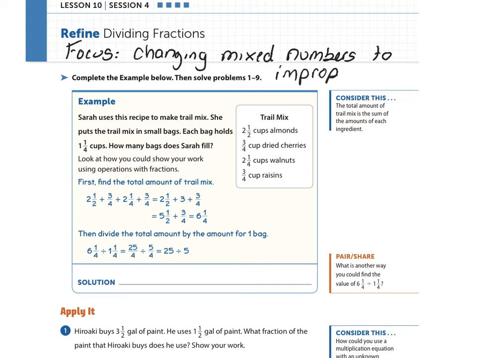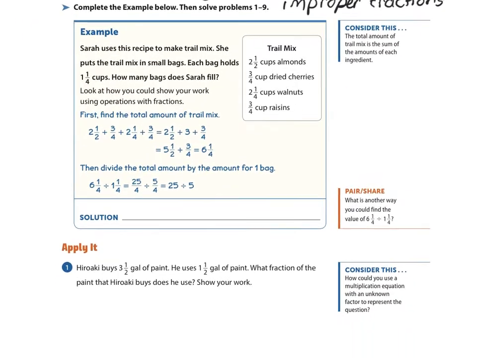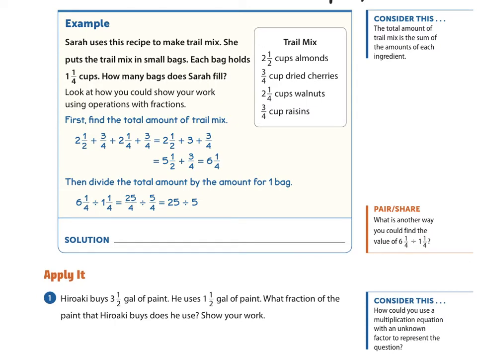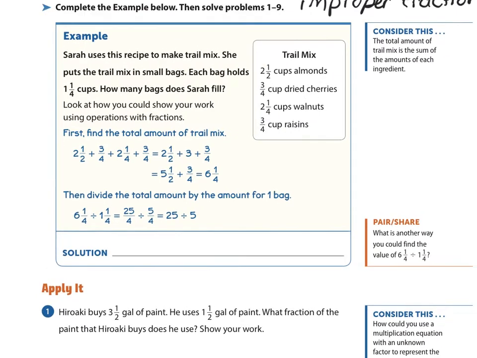Okay, I know we touched on this yesterday a little bit, but I'm going to make sure you understand that's our goal by the end of this lesson. So we have more practice with this. On a refine lesson, it's just practice. That's what we're doing. We're taking the skills we have learned in session 1, 2, and 3 and using them in this lesson. So we're going to start with the example at the top.